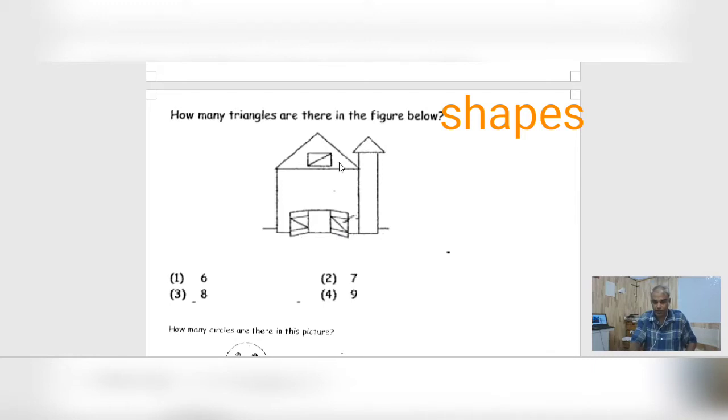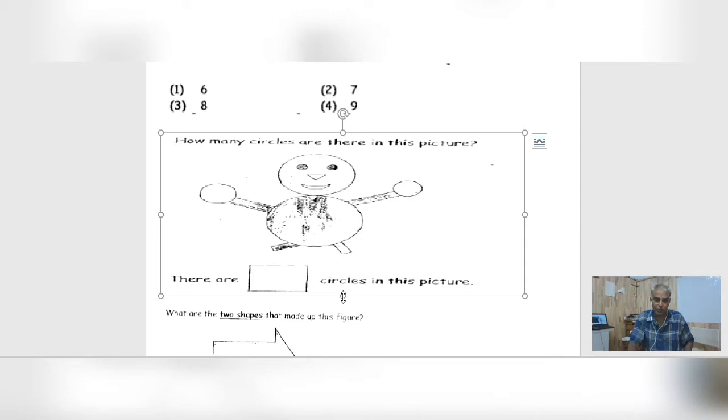So you can see here we have 2 triangles, one is here, then 1 triangle is here, 1 is here, 1 is here. So you have to identify. You have to look at the question minutely so that you can figure out how many triangles are there. So that's important here. Next question again says, how many circles are there in the picture?